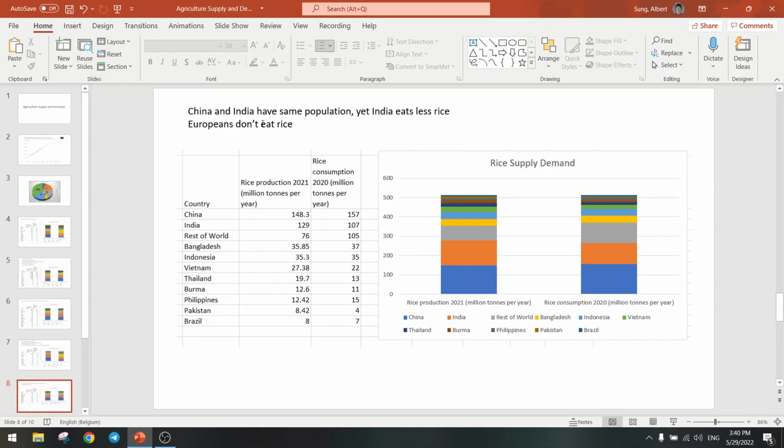Also, Europeans don't eat rice. So these are all Asian countries, and the EU is not in it. So they don't like rice, apparently.